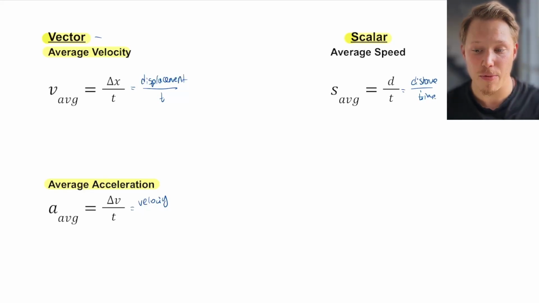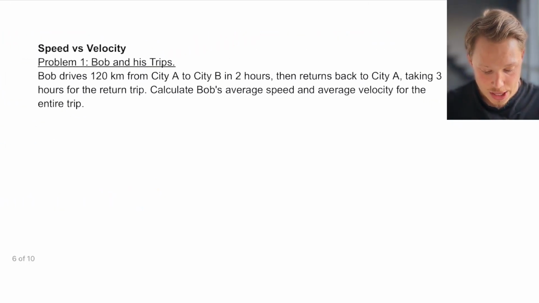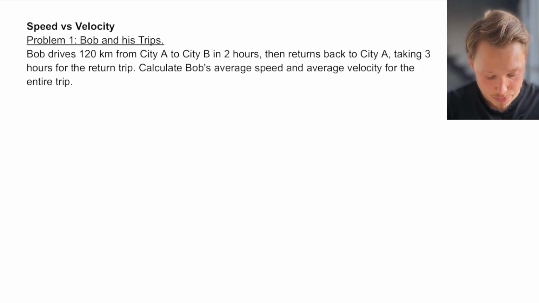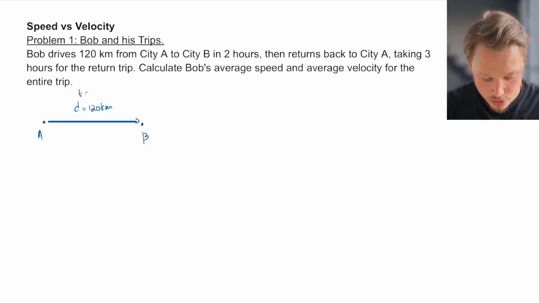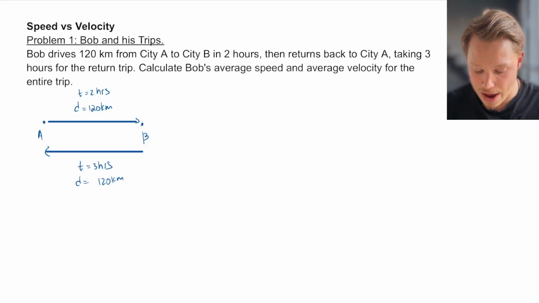Now, let's take a look at some of the problems that we have here for average velocity. Here we have Bob and his trips. So Bob drives 120 kilometers from city A to city B in 2 hours. Then he returns back to city A, taking 3 hours for the return trip, which is also 120 kilometers. Calculate Bob's average speed and average velocity for the entire trip.